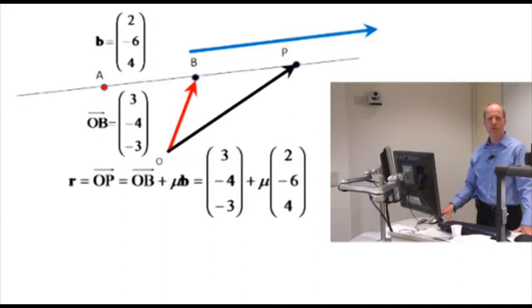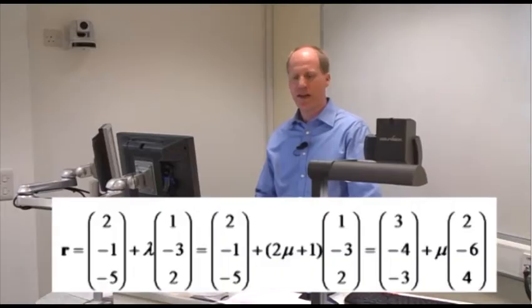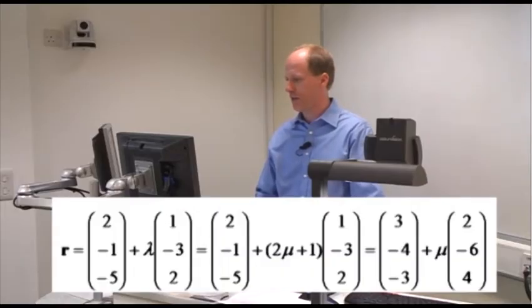What we've done is to change the parameter value associated with each point. For example, the point B is now given by mu equals 0, whereas previously it corresponded to lambda equals 1. In fact, all we've done is to simply replace lambda with 2 times mu plus 1 in our original formula. So now r is (2, -1, -5) plus lambda (1, -3, 2). And if we substitute lambda as 2 mu plus 1 and then rearrange for mu, we recover the formula (3, -4, 3) plus mu times (2, -6, 4).